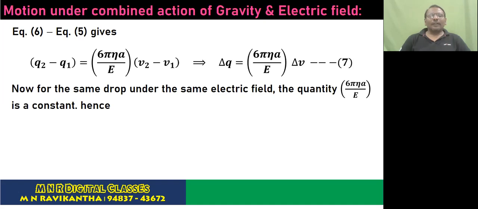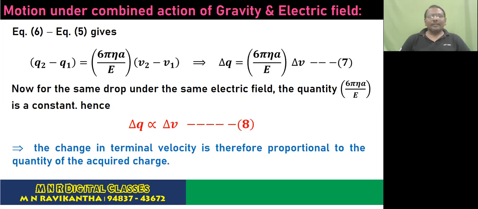Now, for the same drop under the action of the same electric field, the quantity 6 pi eta A by E will remain constant. Hence, we can write the equation as delta Q proportional to delta V. The change in the charge on the drop is directly proportional to the corresponding change in terminal velocity delta V. That is, the change in terminal velocity is therefore proportional to the quantity of additional charge acquired.